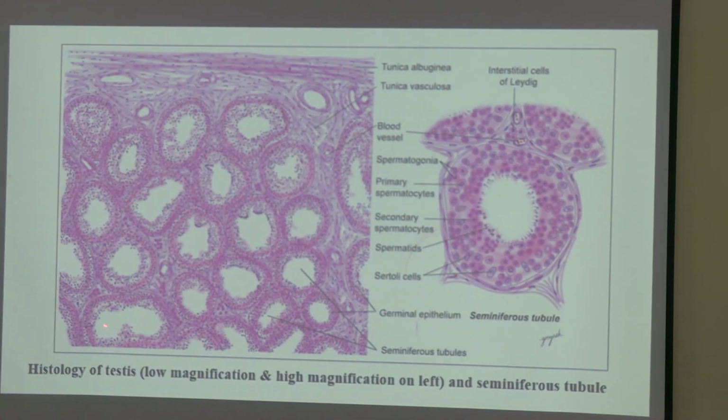This is my schematic diagram showing the histology of the testis. Here you can see this is the tunica albuginea, then you can see the tunica vasculosa. Now what are these? These are the cut sections of the seminiferous tubules. Inside that you can see the cells which are present in a stratified manner. Here a high magnification image is given so that you can compare between both the images.